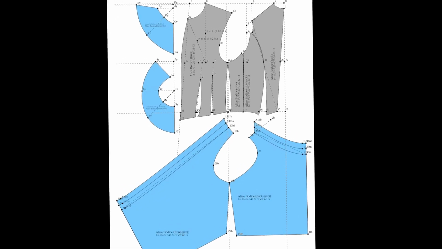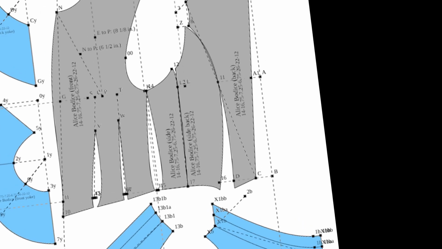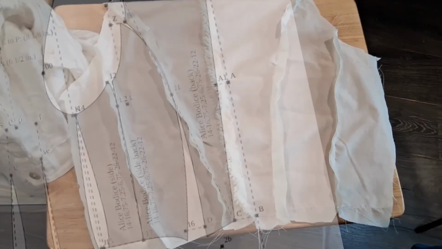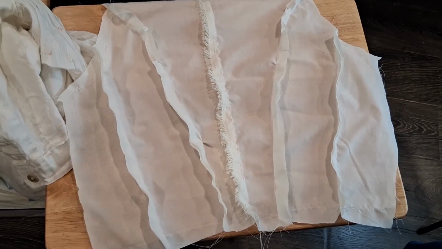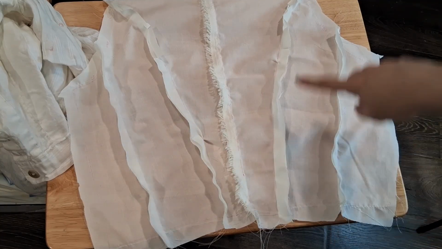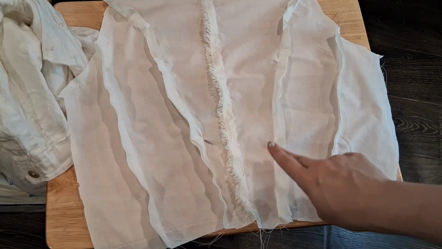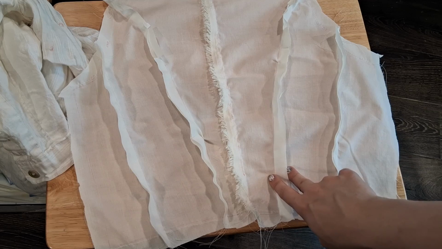By the way, this and nearly all other patterns on Drafting Dynamically do not contain seam allowance. The edge of the pattern piece is your seam. I recommend temporarily leaving about 1 inch for your allowance unless stated otherwise, just in case you need to make any adjustments along the way.